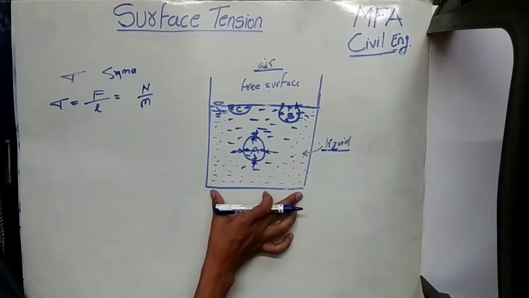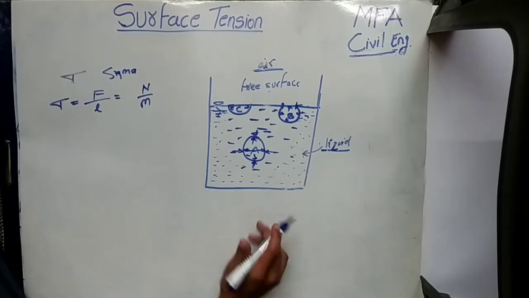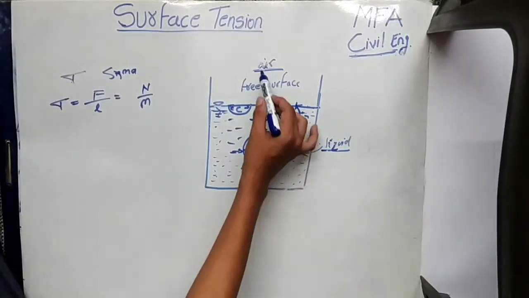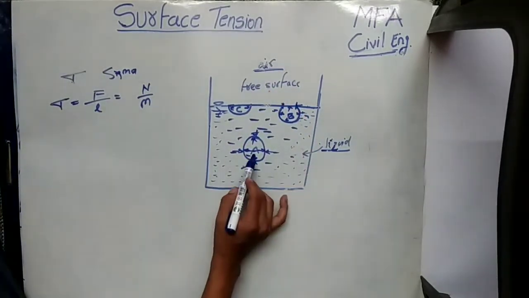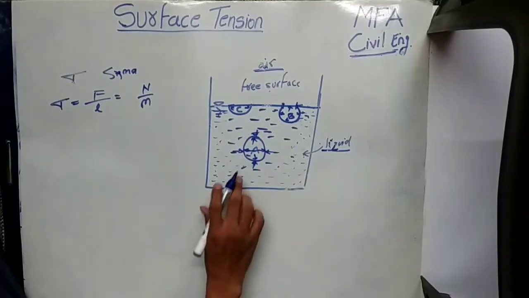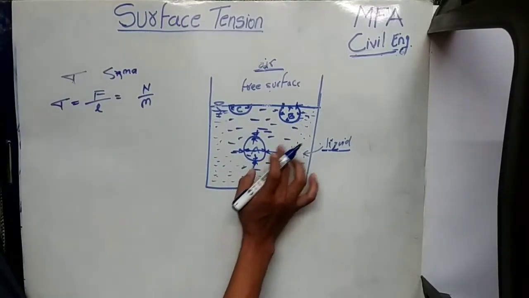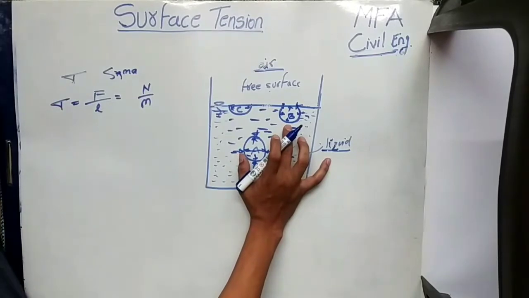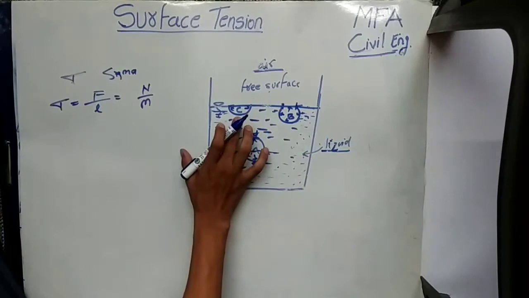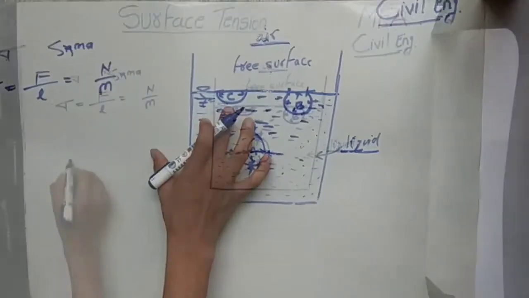Consider a vessel filled with a liquid, and the liquid surface is in contact with the air. Consider three molecules, A, B and C. Molecule A is completely submerged in the liquid. Molecule B is partially submerged in the liquid and partially open to the air. Molecule C is on the surface of the liquid.